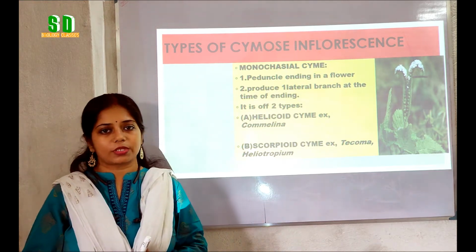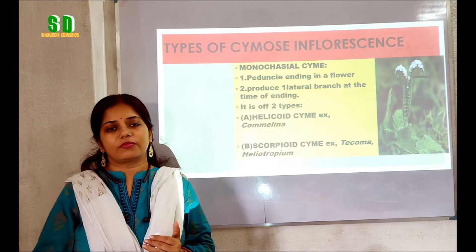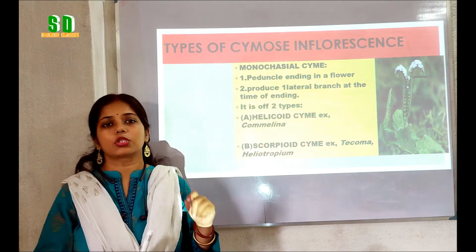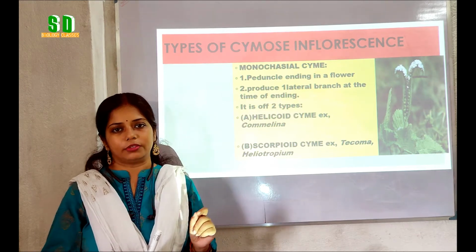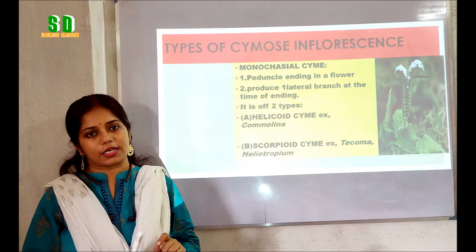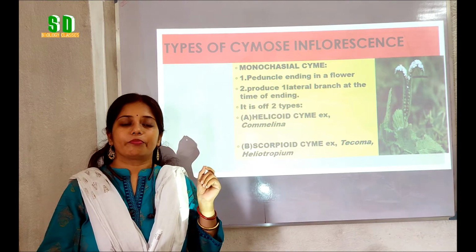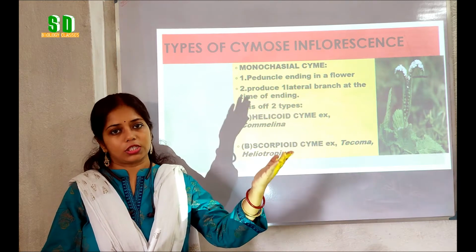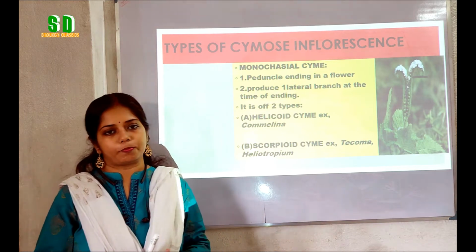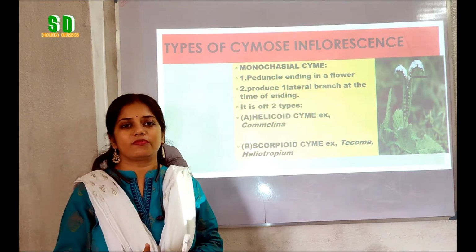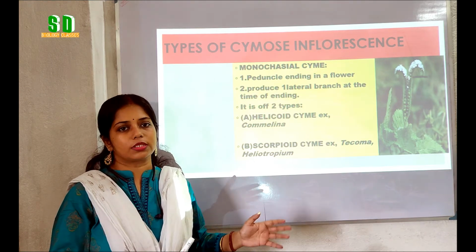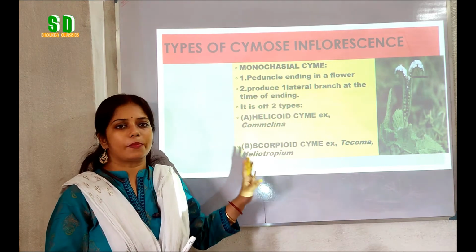So what are the features of Cymose inflorescence? First important feature is that here the peduncle, that is the main floral axis, always terminates in a flower. And the second point is that the flowers are arranged in basipetal succession. That means the older flower is at the tip and the younger flower is towards the base. This is called basipetal succession. So these are the main features of Cymose inflorescence. When we study different types of Cymose inflorescence, these two features are always present.